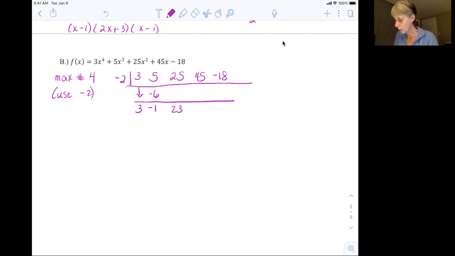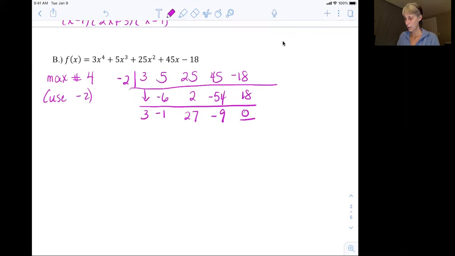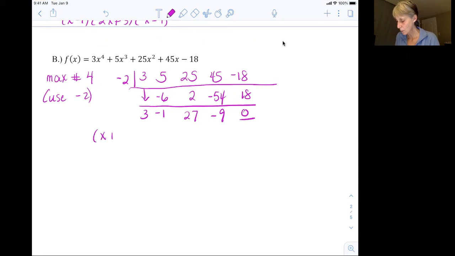5 minus 6, negative 1, positive 2, 27, negative 54, negative 9, positive 18, 0. Sometimes you just make stupid mistakes and you have to go back and fix them. So I have x plus 2. Remember, if we're using x equals negative 2 as our x-intercept, then x plus 2 is the factor we're dividing by. And we're going to be left with 3x cubed minus x squared plus 27x minus 9.